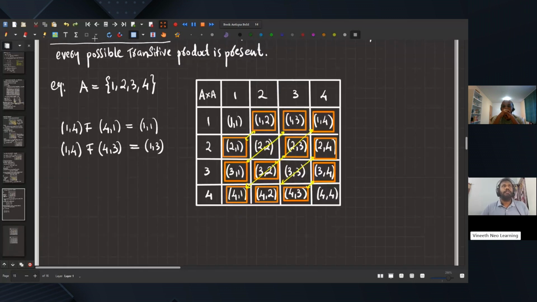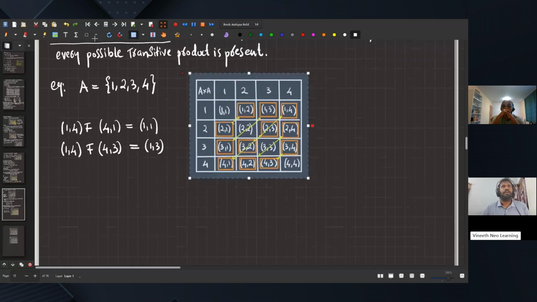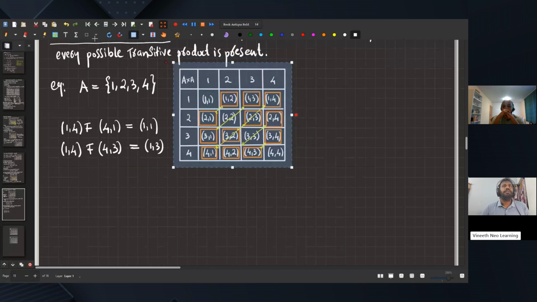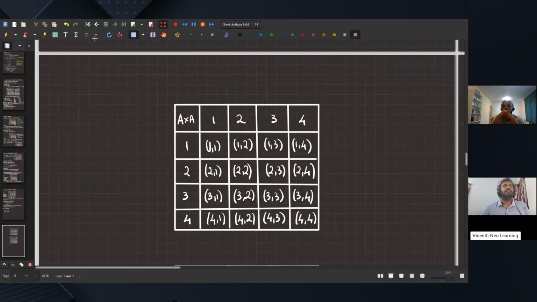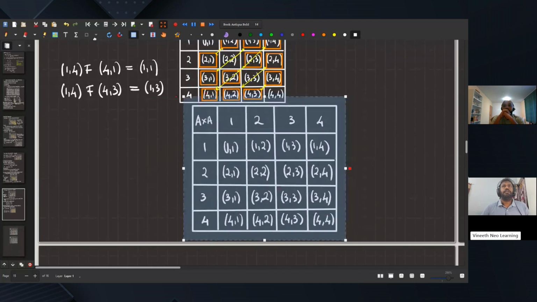Okay, let me make it this. Okay, can you see it? Yeah. Okay, let me take this thing and move it to here.